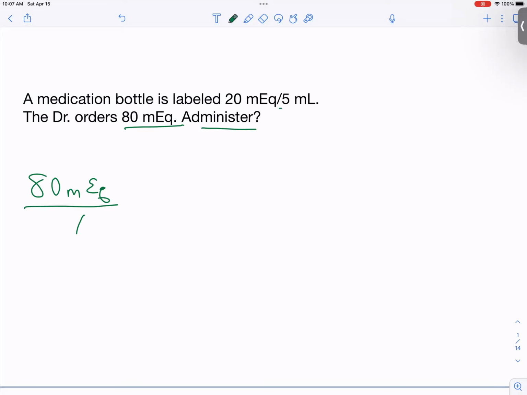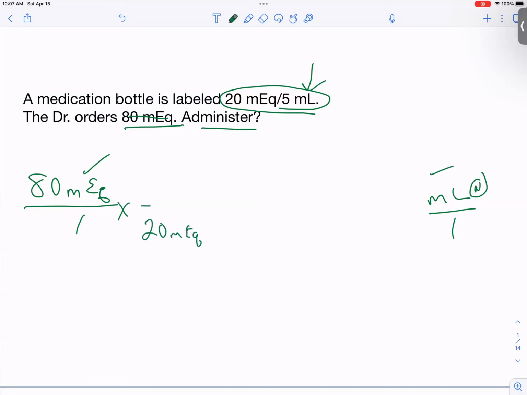Well, it only comes in a liquid, and this is the only other thing in my problem. So I'm administering milliliters. I'm going to put that over 1. So I know that milliliters has to be in my numerator. So I've already used the 80 milliequivalents. So how do I get rid of milliequivalents and get milliliters? Well, I look to my problem and I'm going to put 20 milliequivalents in 5 milliliters. Pay attention when you're transcribing because I see errors with people transcribing information. So I've used that. And now I have milliliters, and that's exactly what I need.